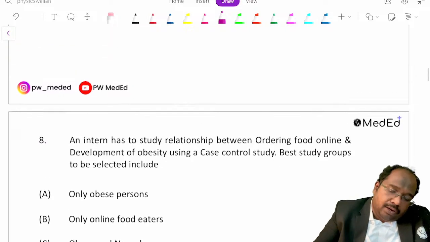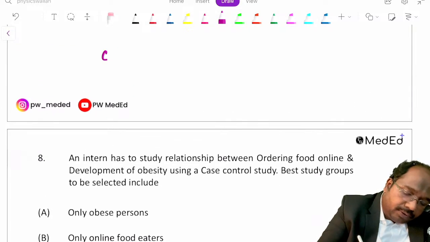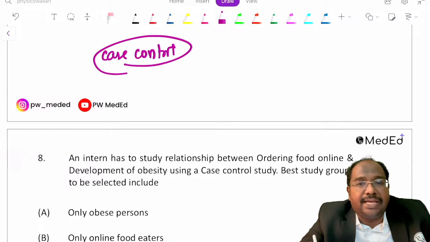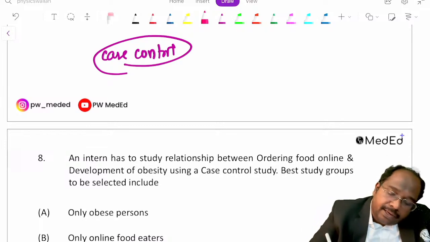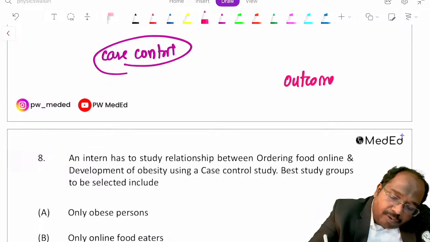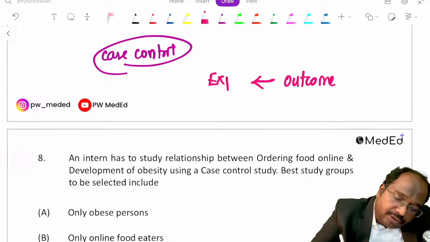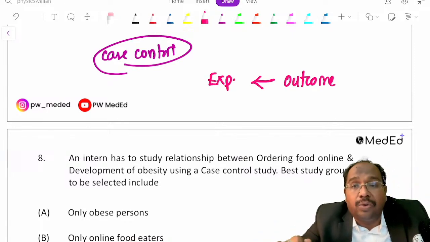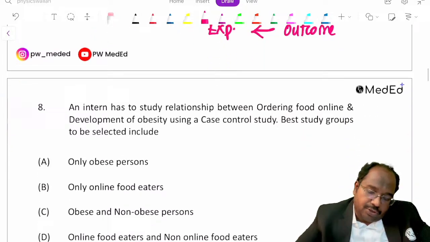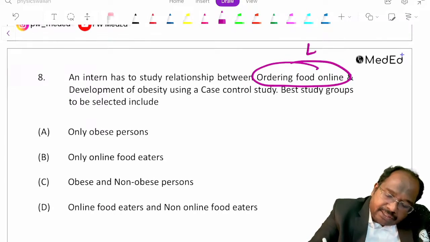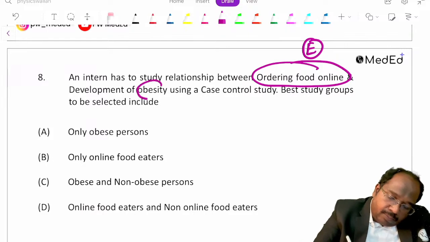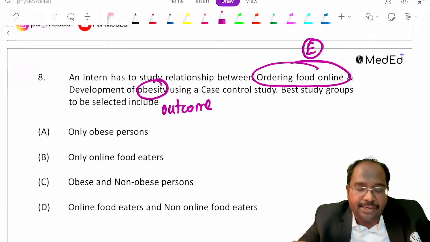Listen, the question is a case control study. A case control study starts from where to where? Exposure to outcome or outcome to exposure? Yes, a case control study starts from outcome to exposure. Here they are taking exposure as ordering food online, and obesity is the outcome.